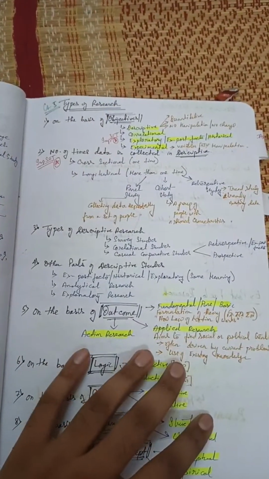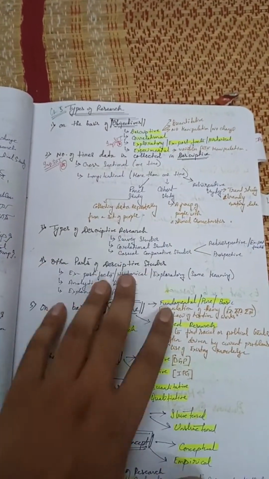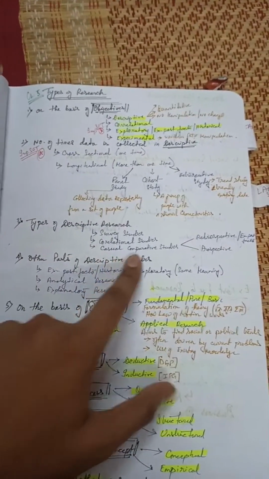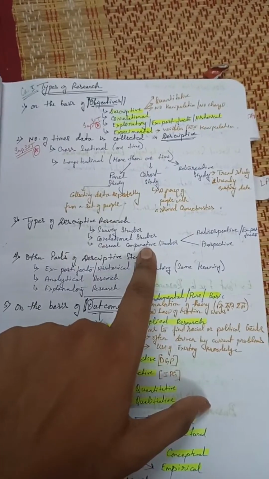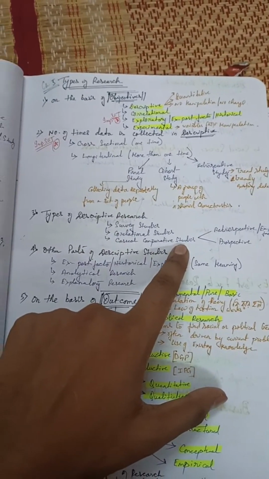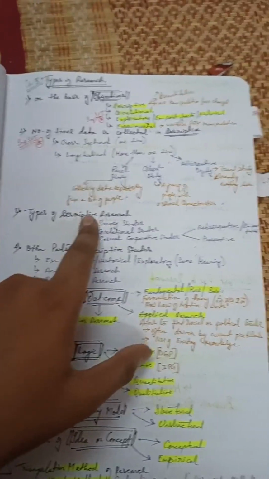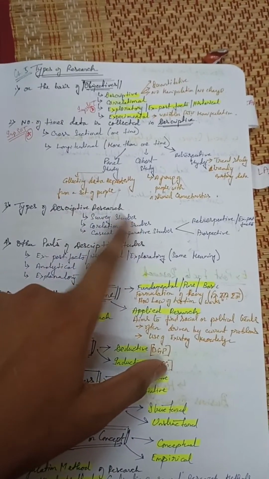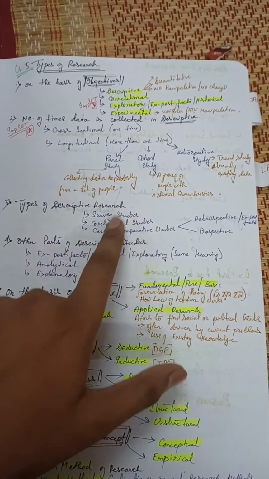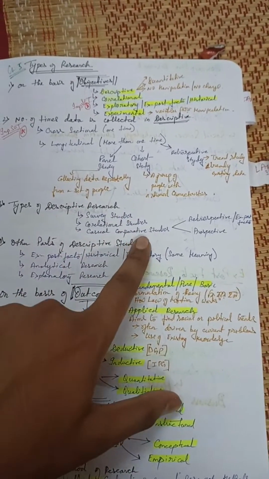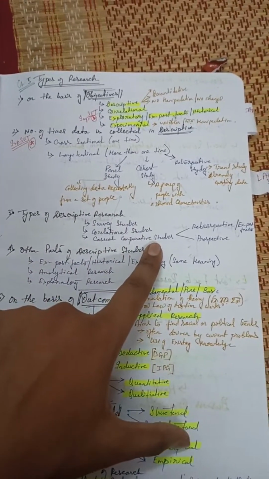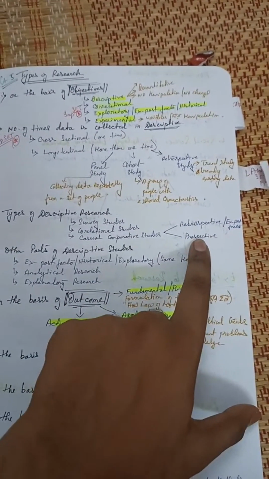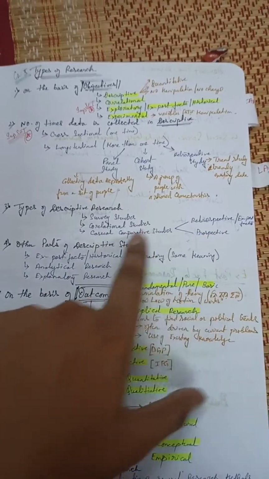Now types of descriptive research. Descriptive research can be divided into three parts: survey studies, correlational studies and causal comparative studies. Survey studies come under descriptive study, correlation studies come under descriptive study, and causal comparative studies come under descriptive study. Retrospective or ex post facto and prospective studies come under causal studies.